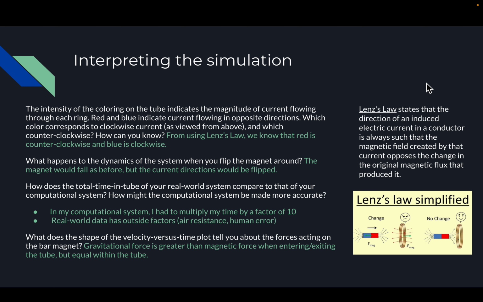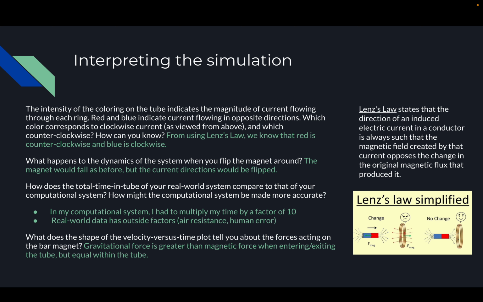Interpreting the simulation, the intensity of the coloring on the tube indicates the magnitude of current flowing through each ring. Red and blue indicate current flowing in opposite directions, clockwise and counterclockwise. Using Lenz's law, which is explained here, we know that red is counterclockwise and blue is clockwise. And just to note, Lenz's law is complementary to Faraday's law. Faraday's law dictates the magnitude of the induced electromotive force, while Lenz's law determines the direction of the current. So they help explain different parts of the same thing.